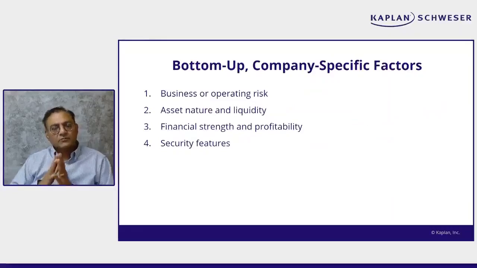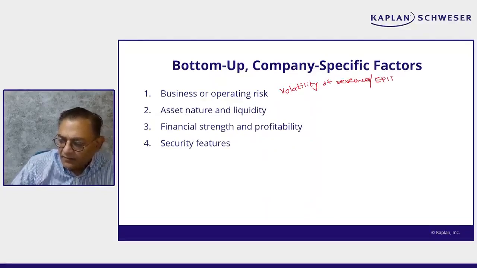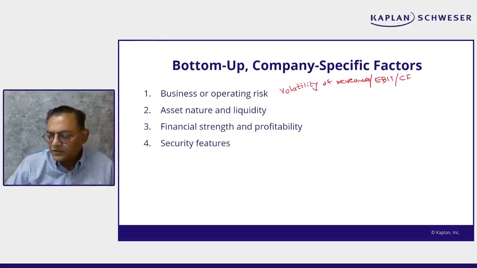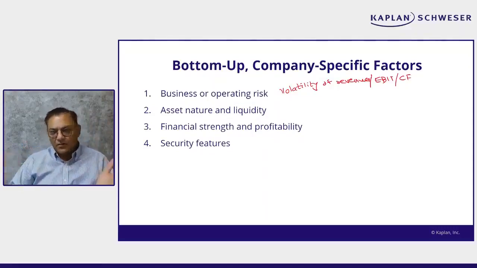All right, let's talk about company specific or bottom-up factors. The first one is business or operating risk. This is basically captured by volatility of revenues, operating income, cash flows. So companies where the revenues, operating income, and cash flows are more volatile are considered to be more risky, and therefore investors will demand a higher risk premium. Those that are more stable will have a lower cost of capital.